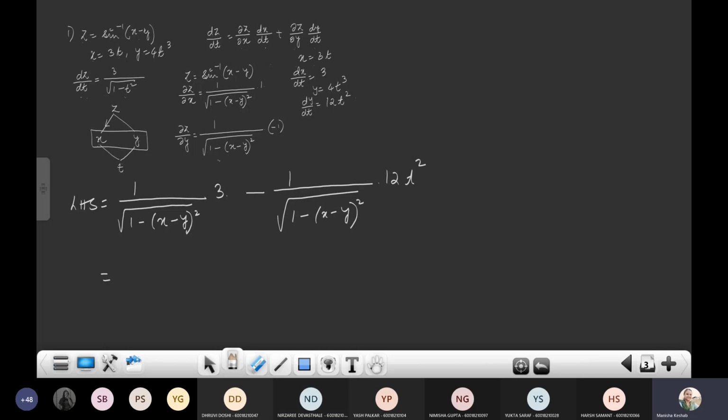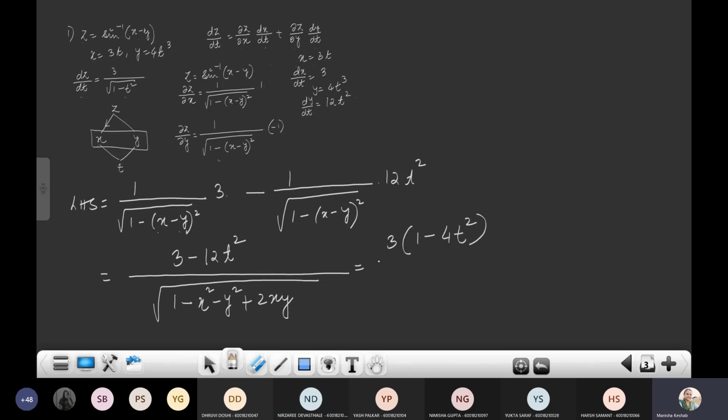Now we can take LCM and we will get a root of 1 minus, now this we can expand it. So we will get minus x square minus y square plus 2xy. And here we will get 3 minus 12t square. So we can take 3 common and 1 minus 4t square.